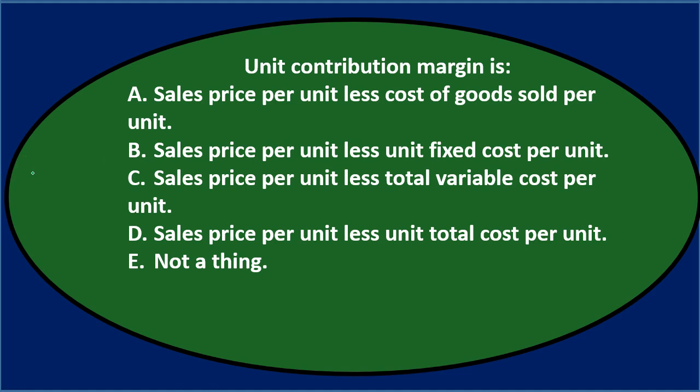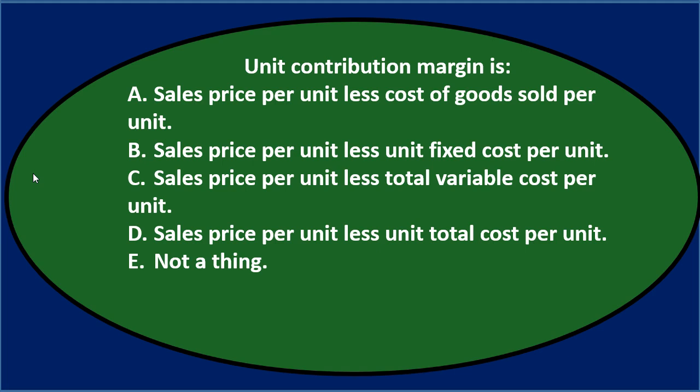Next question. Unit contribution margin is: A, sales price per unit less cost of goods sold per unit. B, sales price per unit less fixed cost per unit. C, sales price per unit less total variable cost per unit. D, sales price per unit less unit total cost per unit. E, not a thing. Okay, so let's go through this again and we'll use the process of elimination.